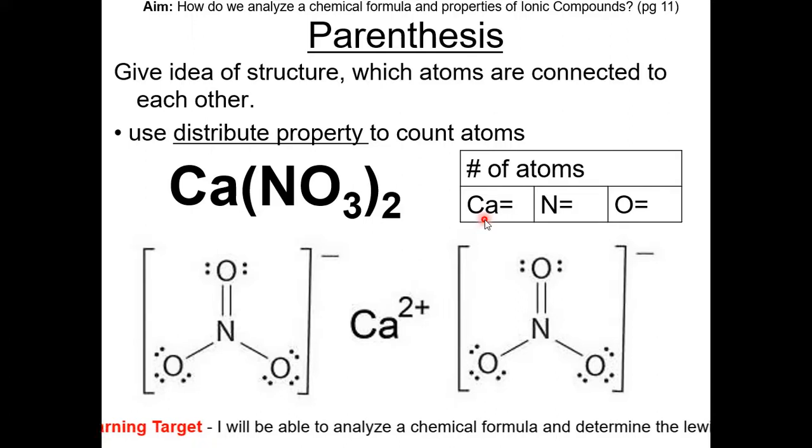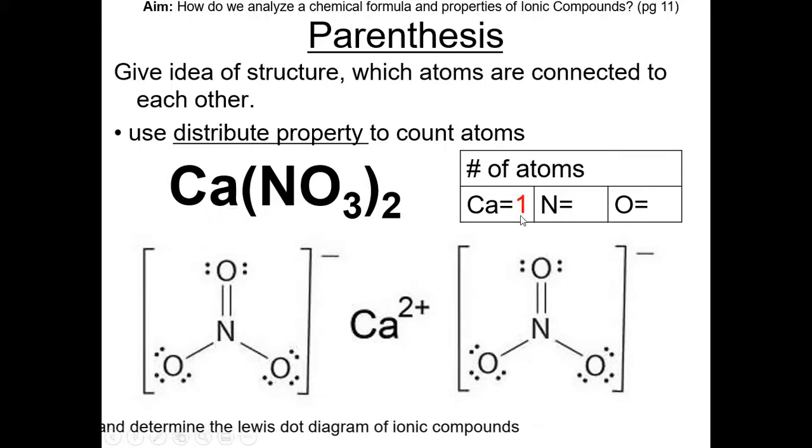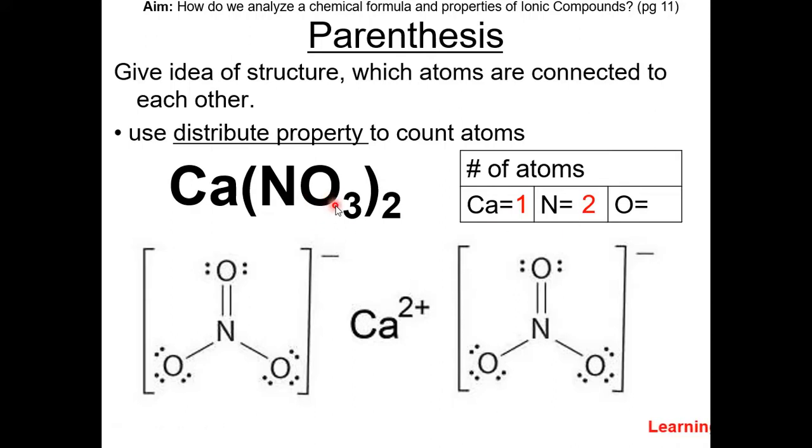So how many calcium atoms are present? By looking at the chemical formula, since calcium does not have a subscript, it is 1. We have 1 calcium atom. For nitrogen, nitrogen has a 1 here because it's invisible, so 1 times 2 is 2. Oxygen is 3 times 2, that is 6. So notice in our Lewis dot diagram, we have 1 calcium, 2 nitrogens, and 3 oxygens. In the future, we will learn how to draw this type of Lewis dot diagram.